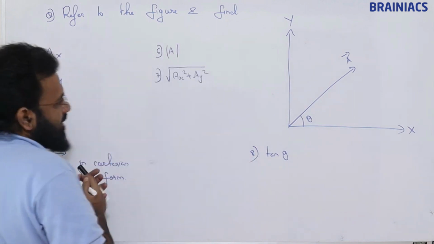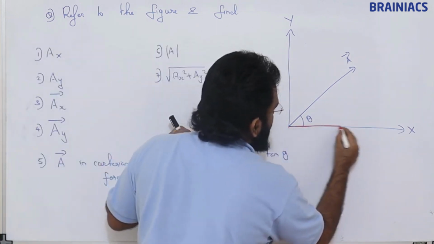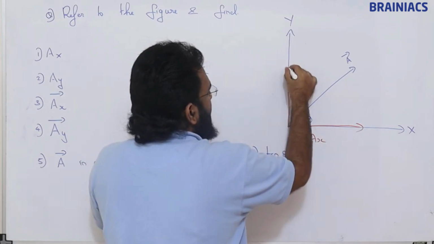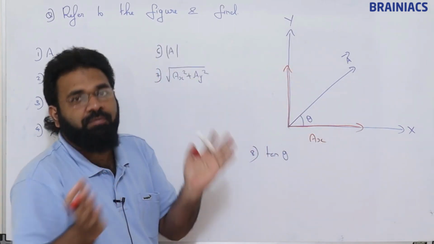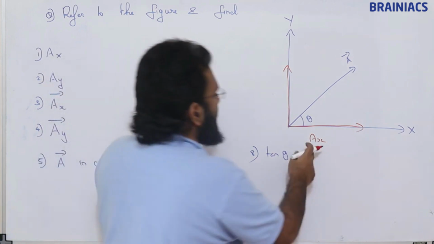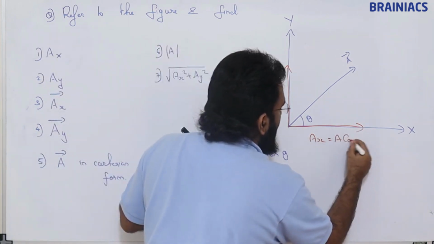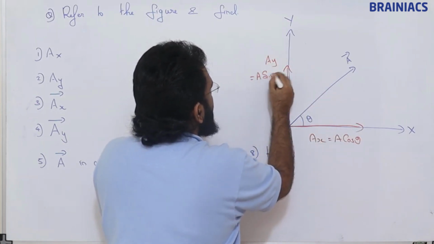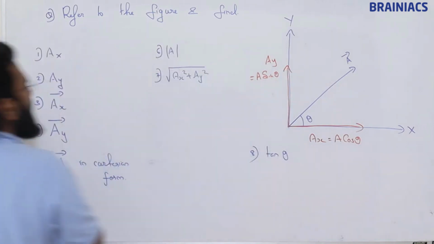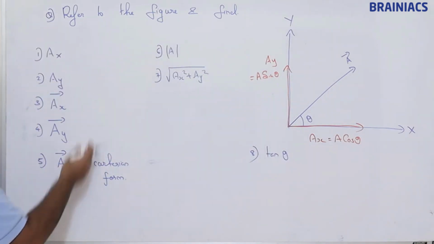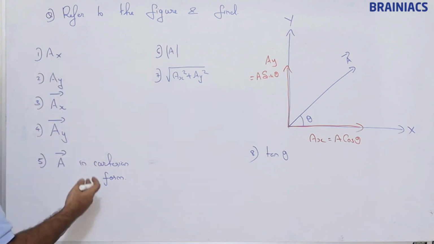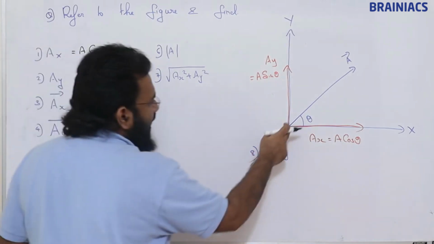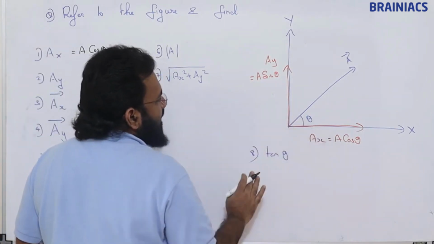AX. What is AX? AX is nothing but this component, when we resolve the vector into 2 components. We have studied this in the last session. So AX is what? A cos theta, and AY is nothing but A sin theta. That's it, over. So if a vector is given, its x component or horizontal component is nothing but A cos theta, and we need not learn it by heart.